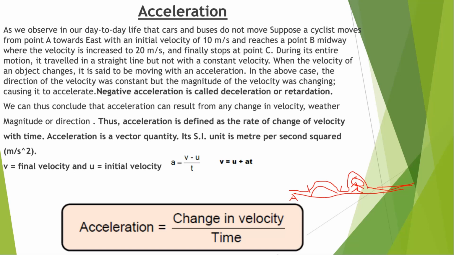So now we see that during its entire journey, it traveled in a straight line, but with not constant velocity. So when the velocity of an object changes, it is said to be moving with an acceleration. So now we can see that in this case of the cyclist, the direction of the velocity was it was going straight, this direction, but the magnitude of the velocity was changing, causing it to accelerate.